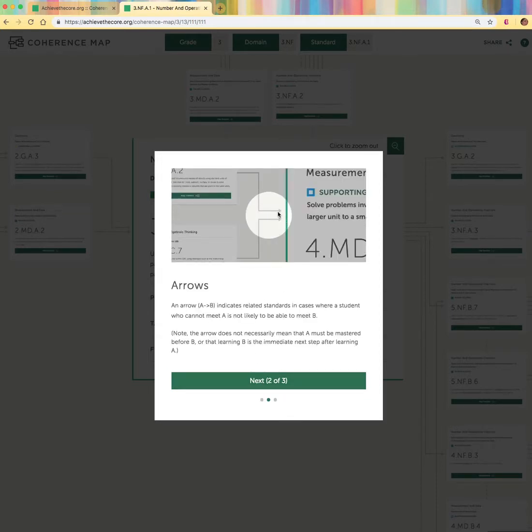These arrows that you'll see pointing indicate related standards, in cases where if a student cannot meet standard A, he probably isn't able to meet standard B, for example. But don't be confused. Students don't have to completely master the foundational standard in order to be introduced to the next standard. But this is a great way to help us see where we can begin to support students when they're struggling.